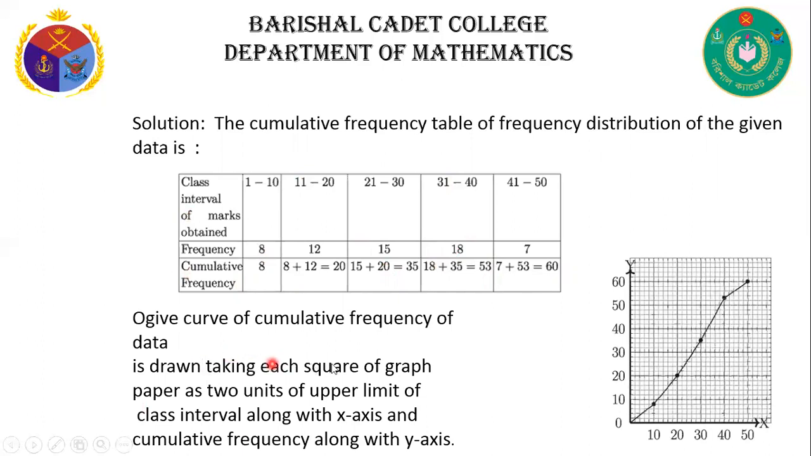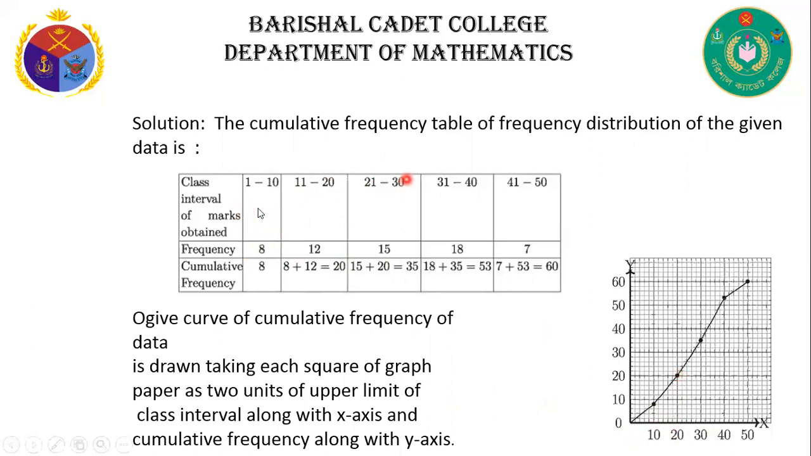Here, the ogive curve of the cumulative frequency data is drawn taking each square of the graph paper as 2 units, with the upper limit of the class interval along the x-axis. Here 1 is the lower limit and 10 is the upper limit. So along the x-axis the upper limit is 10 and the cumulative frequency is 8. That's why we write the point 10, 8, and then upper limit 20 with cumulative frequency 20.